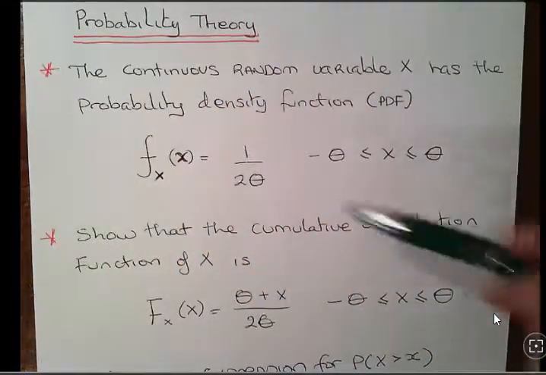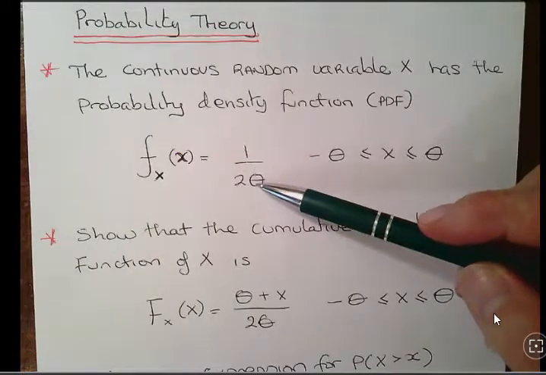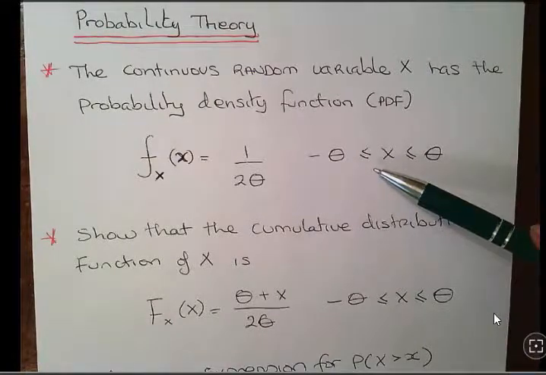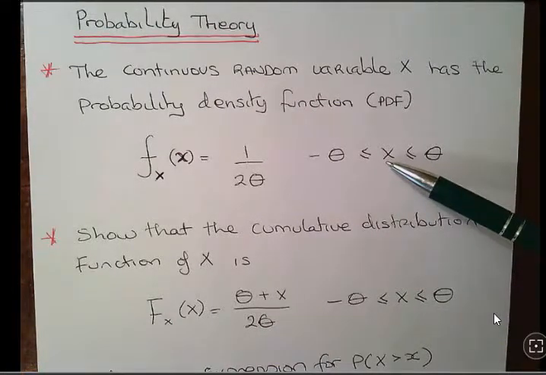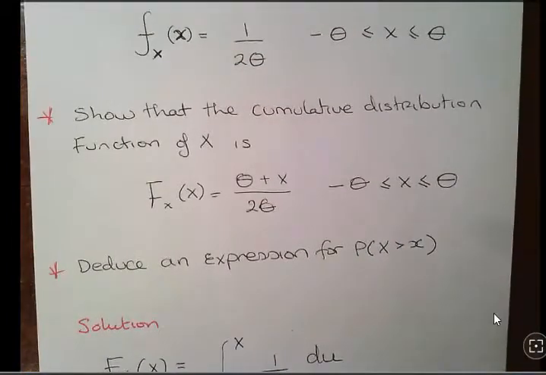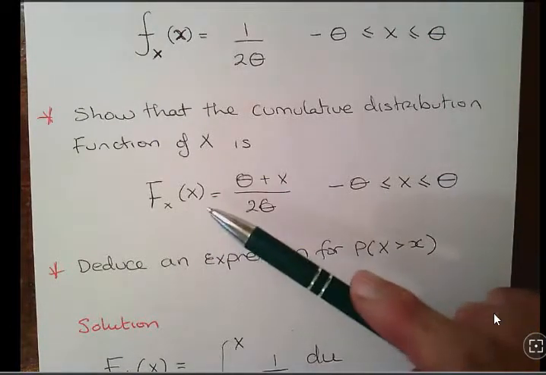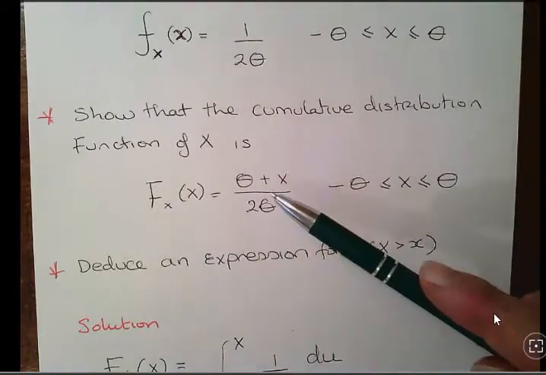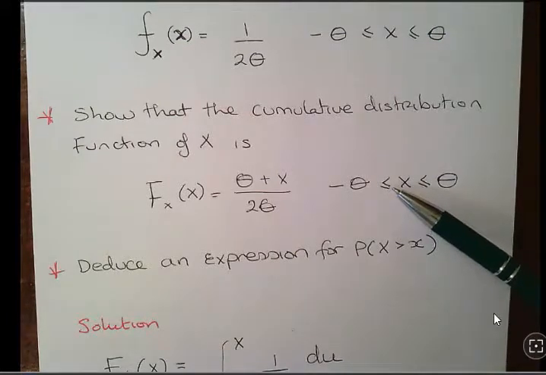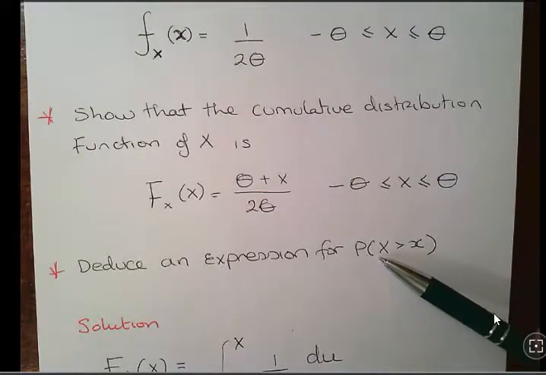Okay. So the PDF is 1 over 2 theta, and it's valid in the range from minus theta to theta. What we have to do in this particular example is show that the cumulative distribution function of X, which is also denoted CDF, is F of x. Just remark it's capital F in this case, (theta plus x) over 2 theta, again in that range. And deduce an expression for the probability of X greater than x.